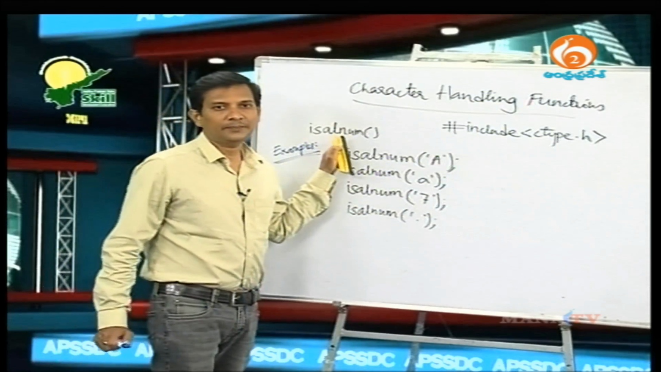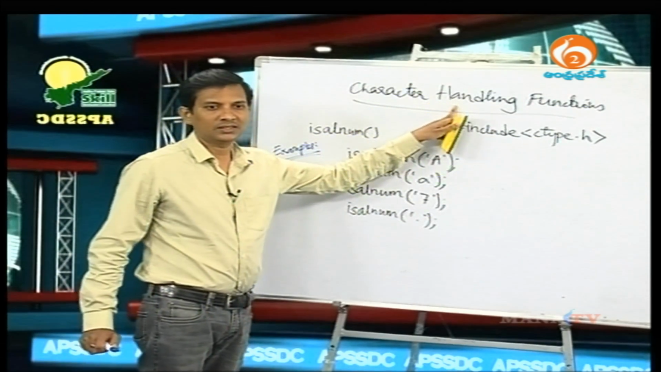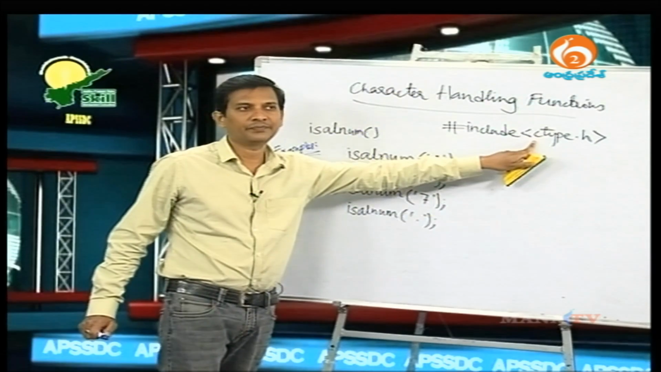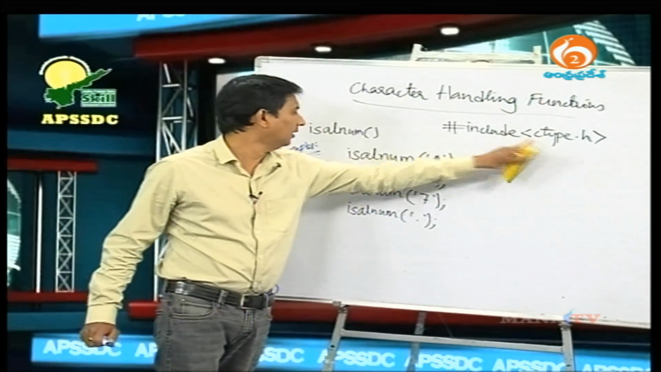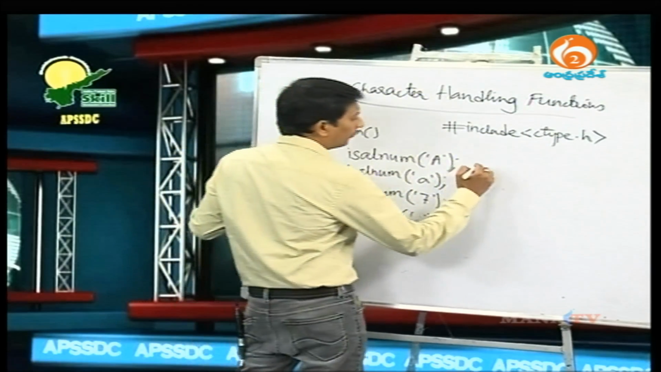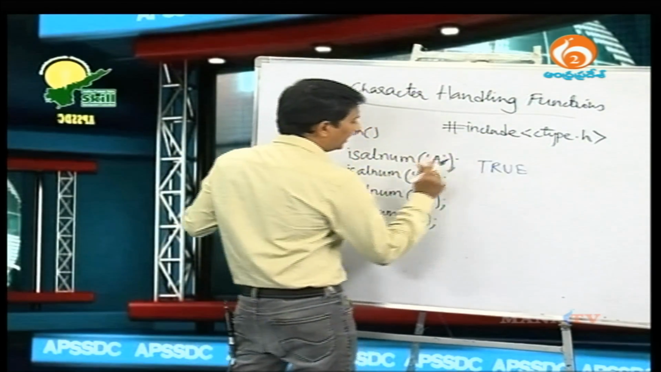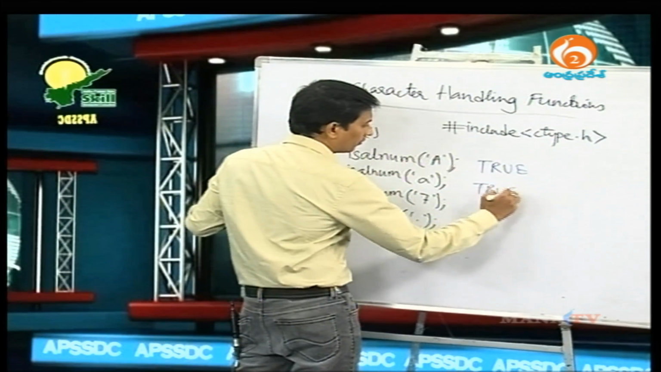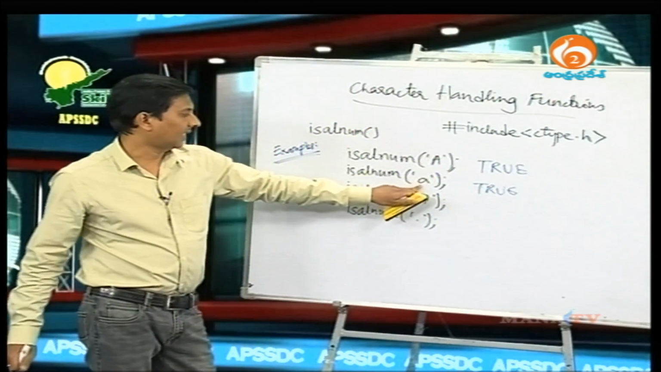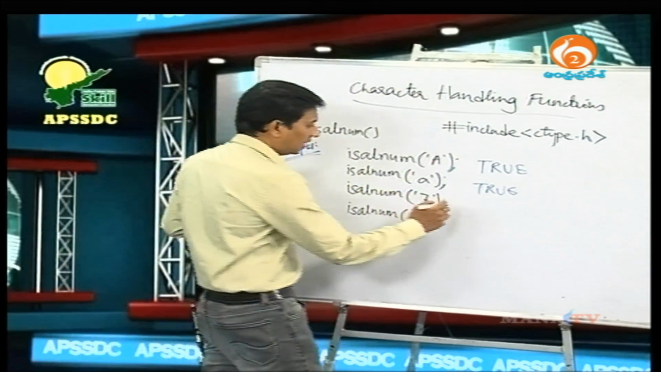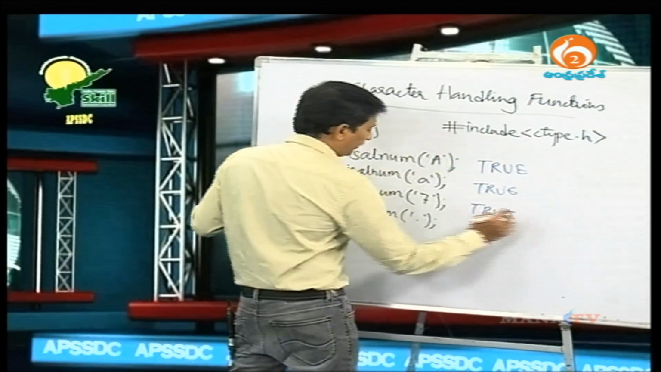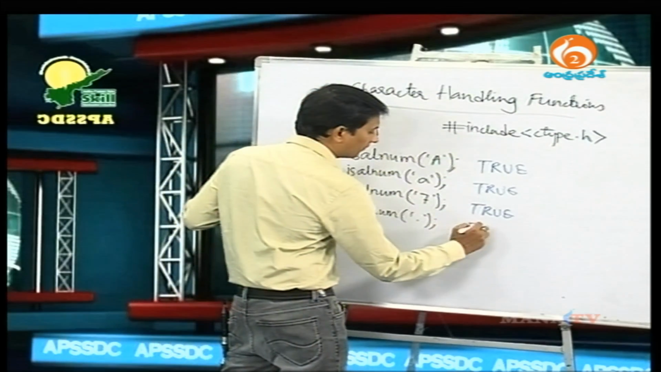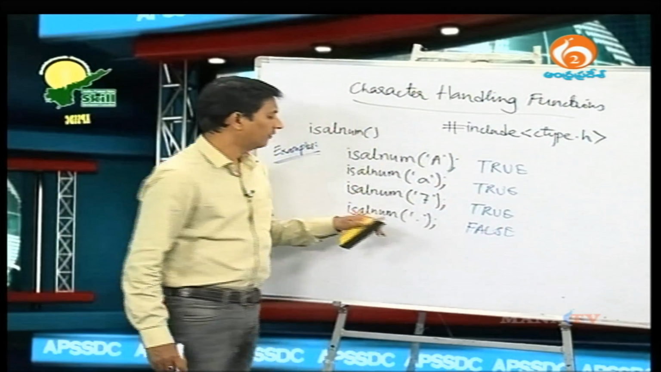Is alnum is a character handling function, which is predefined in the ctype.h header file, which returns true when the character is an alphabet, which also returns true when the character is a lowercase letter. It also returns true when the character is a digit, and returns false otherwise.